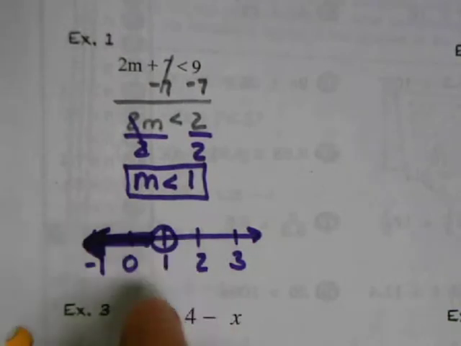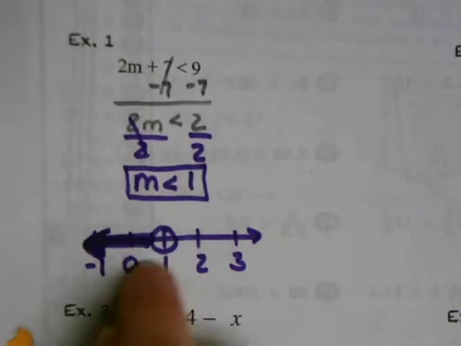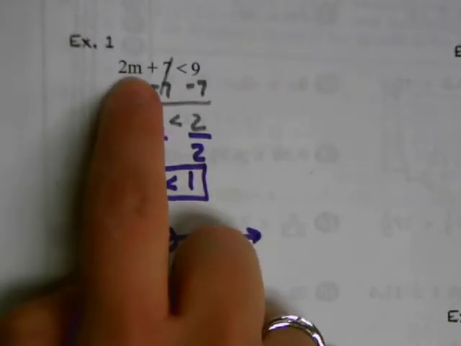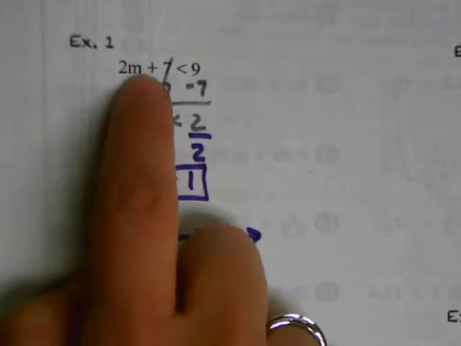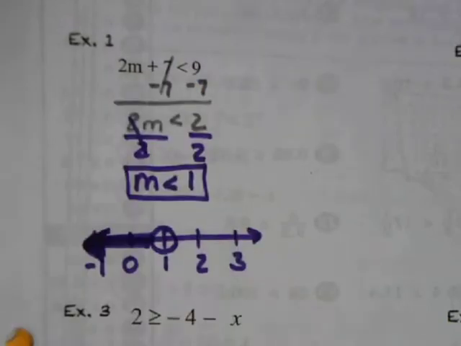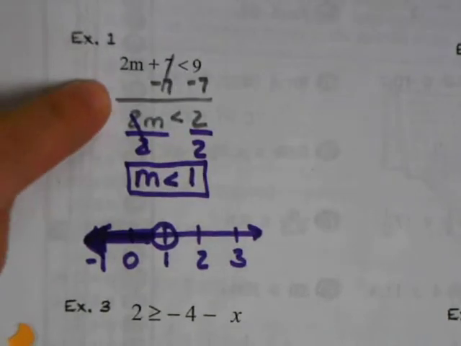We could plug in to check. Let's plug in what's less than 1. How about 0? 0 is less than 1, right? What if we plugged in 0? Would it work? 2 times 0 is 0, plus 7 is 7. Is 7 less than 9? There you go. So we're on the right track. Okay. That's a 2-step inequality.